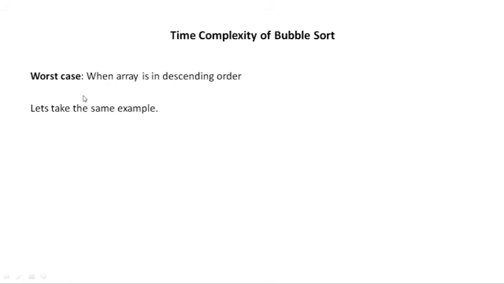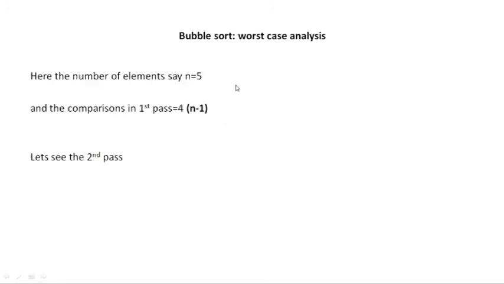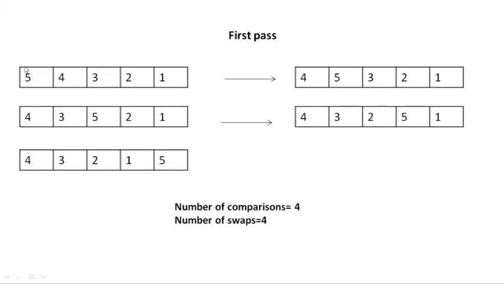Like the worst case, I already told you, depends on the arrangement. If it is in descending order, the first pass has 4 comparisons, where the elements are 5 4 3 2 1, so n is 5. So the number of comparisons is 4, which is n minus 1, isn't it?